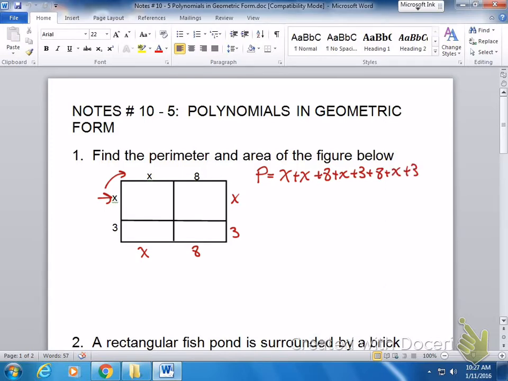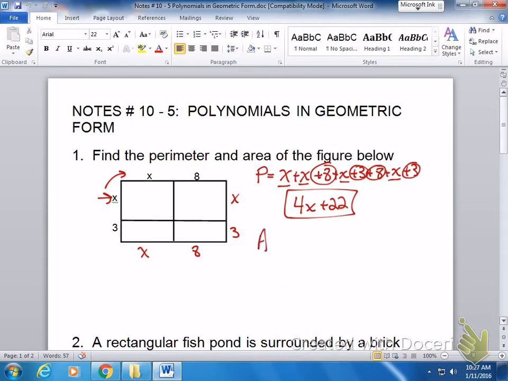Now I just have to count them up. I've got 1, 2, 3, 4 x's. I've got 8 plus 3 is 11, plus 8 is 19, plus 3 is 22. So my perimeter is 4x plus 22. Remember, when you add things or subtract them, the exponents don't change.